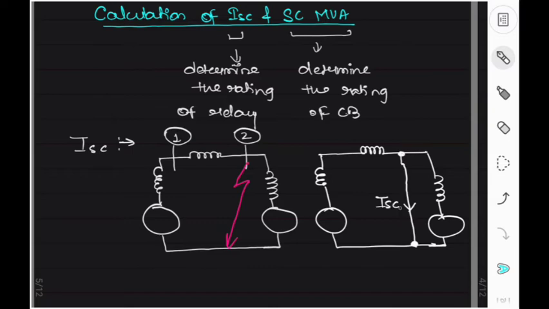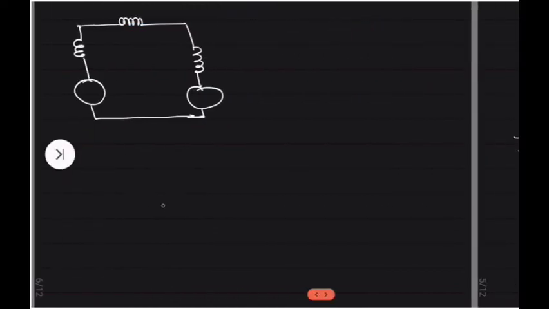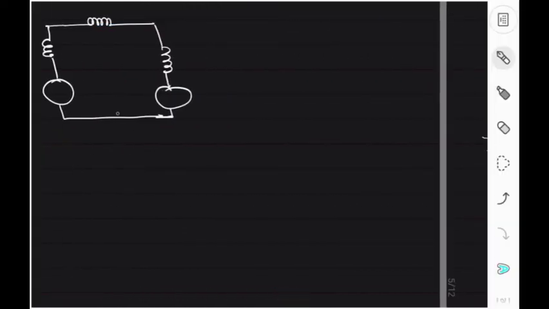Okay. Now to find this short circuit current, we use Thevenin theorem. So what is Thevenin theorem? Suppose this bus experienced a fault. With the help of Thevenin theorem, we can find the short circuit current. So first we need to remove this path and find VTH. So the first step is to calculate VTH.